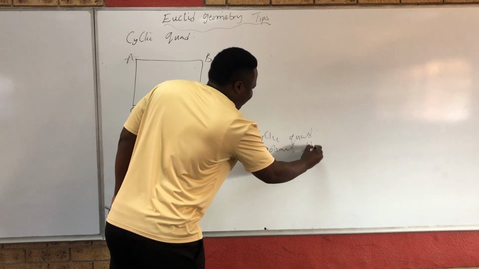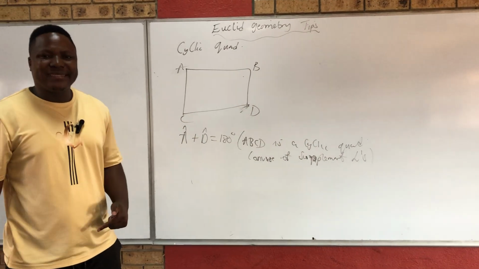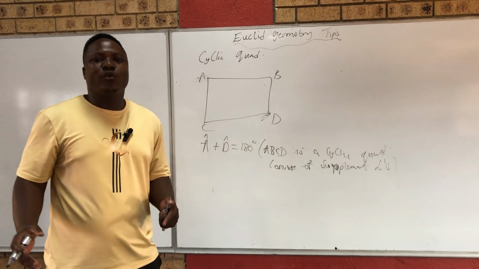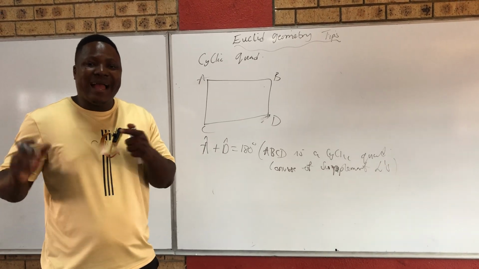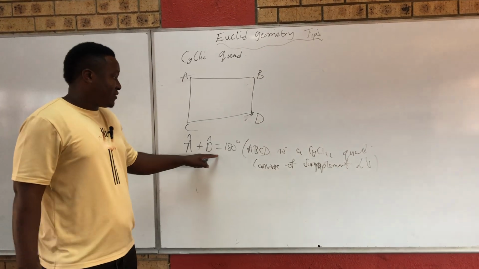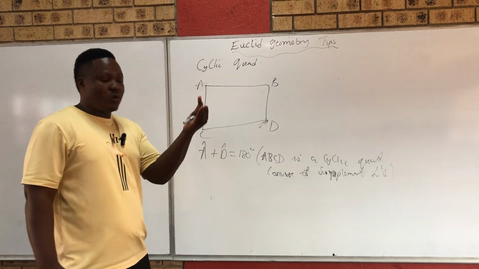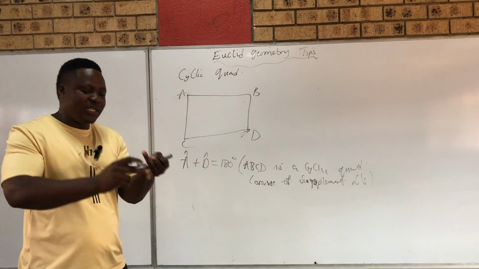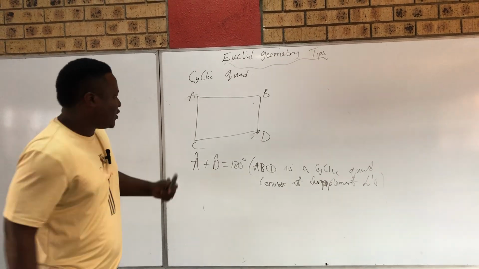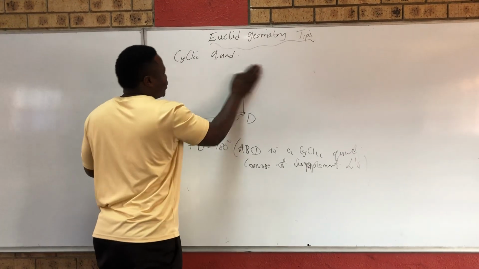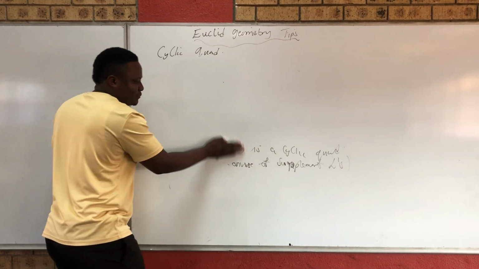We know that the opposite angles of a cyclic quad are supplementary. Supplementary means they add up to 180. This is something that you can also prove. So now we have angles on the same segment and supplementary angles. Now let's check the other thing that you can prove for a cyclic quad.